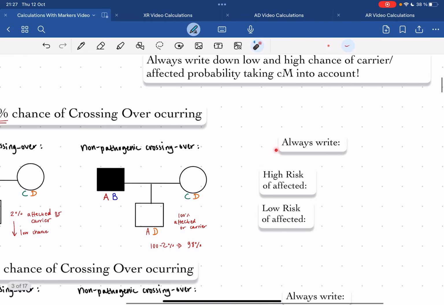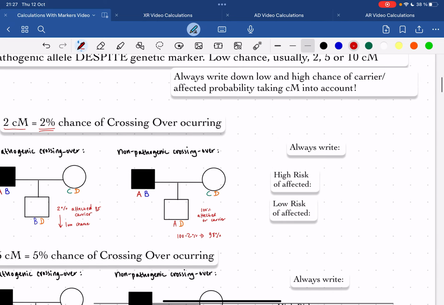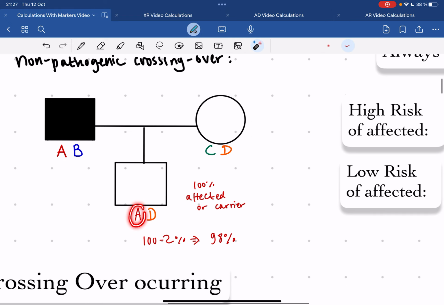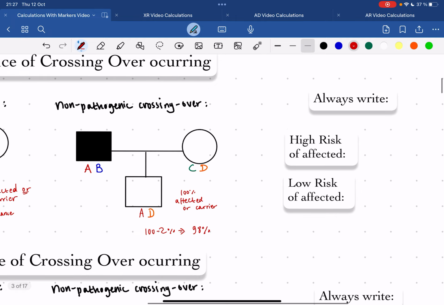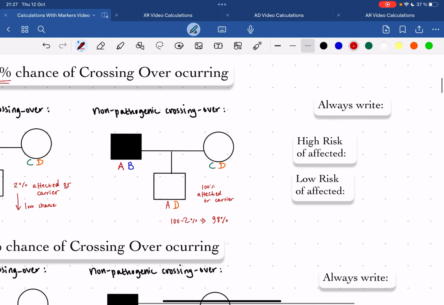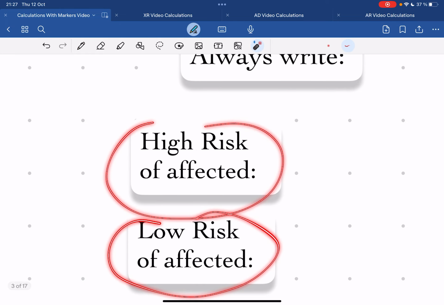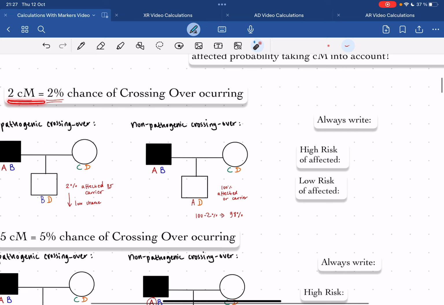And now we always have to write the high risk of affected and the low risk of affected. And what does that mean? For high risk, the person is showing the marker that usually marks for pathogenic alleles, which means there's often a high risk for them to be a carrier, minus the risk of non-pathogenic crossing over. So when we come to high risk of affected and low risk of affected, we always have to take into account the centimorgans.